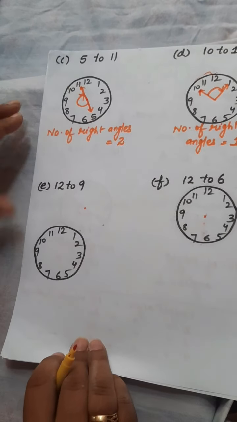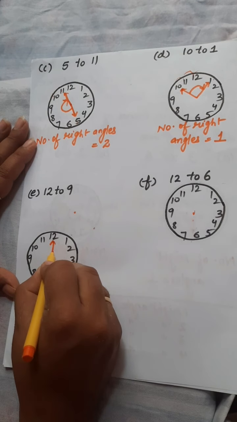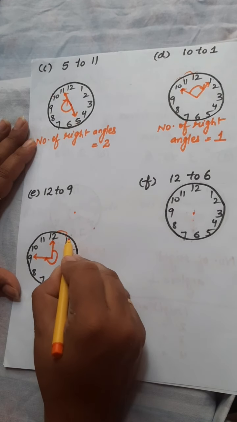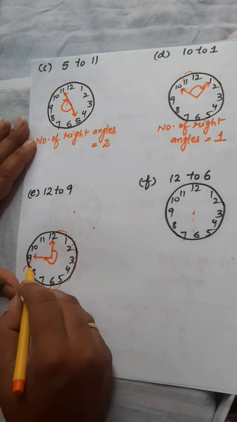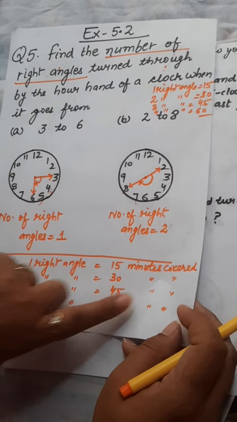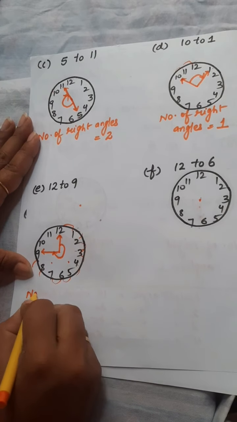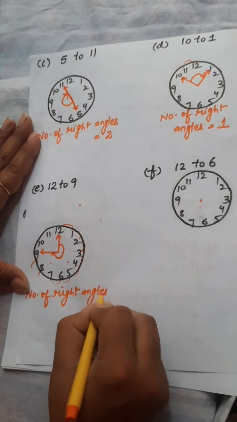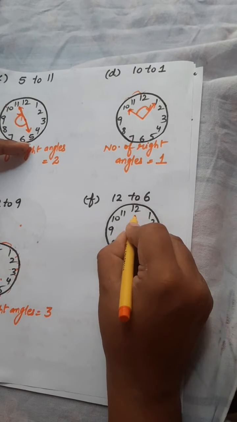Now next we have E part. We have to start from 12, then it stops at 9. So how many minutes covered? 5, 10, 15, 20, 25, 30, 35, 40, 45. And if 45 minutes covered, it means how many right angles? 3 right angles. This is your first right angle, second right angle, third right angle. So here the number of right angles is equal to 3.